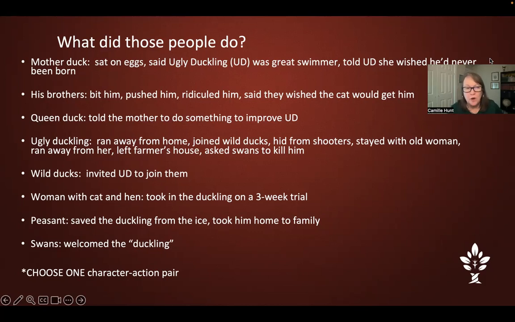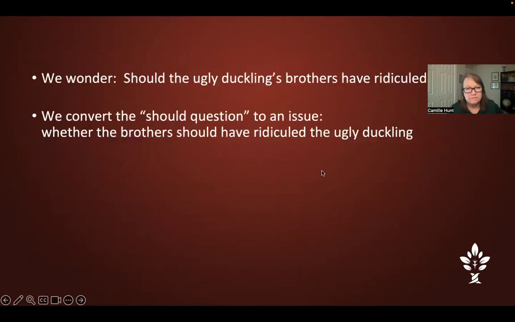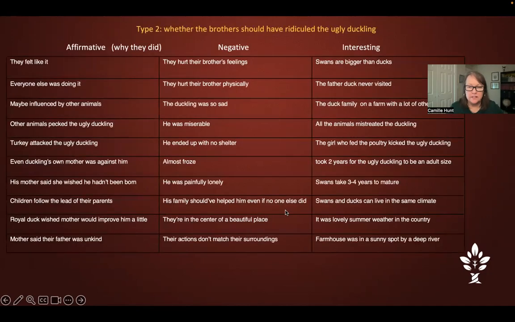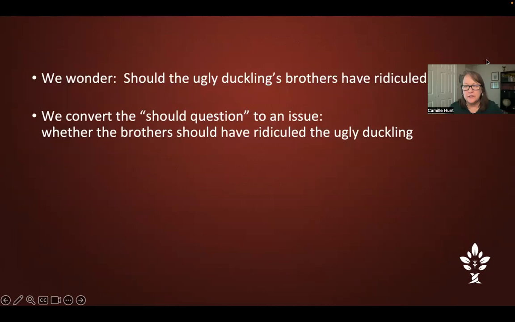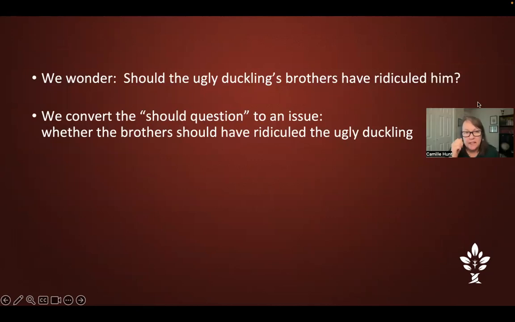So we're going to choose one, and I chose his brothers and the action I chose was ridiculing him, going back to his original family. So we wonder, should the ugly duckling's brothers have ridiculed him? And then we convert the should question to an issue, whether the brothers should have ridiculed the ugly duckling.